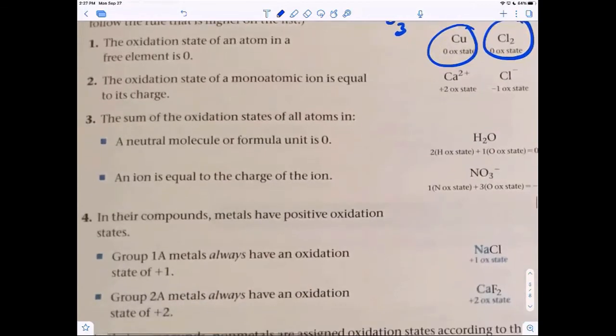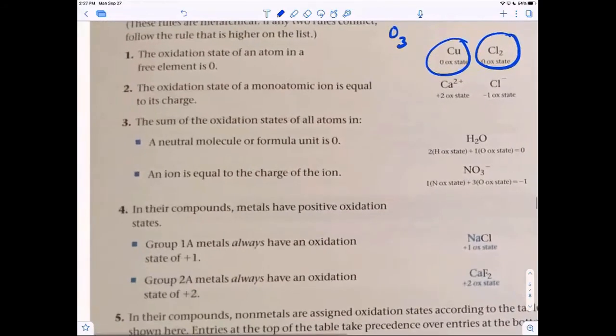And rule number 3 is a neutral molecule. The sum of the oxidation states for a neutral molecule or formula unit is 0. So for water, it's 2 hydrogens, 1 oxygen: 2 times hydrogen's oxidation state plus 1 times oxygen's oxidation state equals 0, because water is neutral. And if you have an ion, the sum of the oxidation states is equal to the charge. So nitrate here has 1 nitrogen and 3 oxygens, and the overall charge is -1. Nitrogen plus 3 times the oxygen's oxidation state equals -1. So you sum those up.